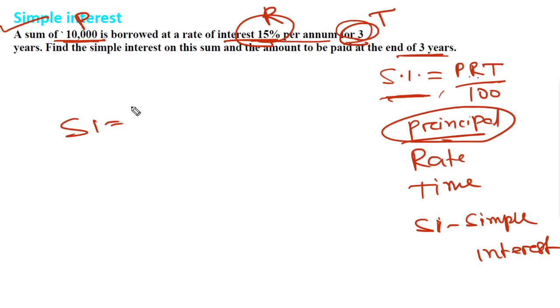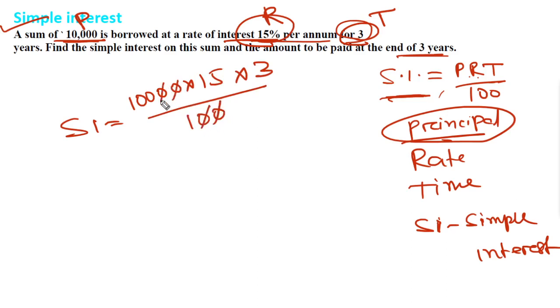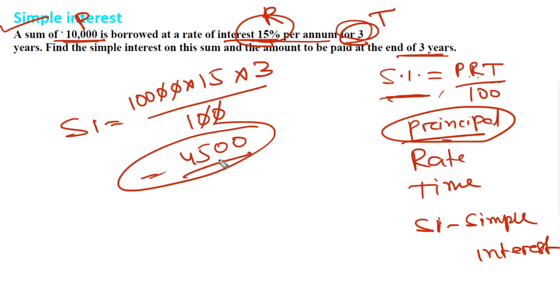So SI is equal to PRT by 100. So P is your 10,000 into R is your 15 into T is your 3 divided by 100. So you can cancel zeros. Then 15 into 3 is 45, 4500. So this is the amount to be paid as simple interest for 3 years.